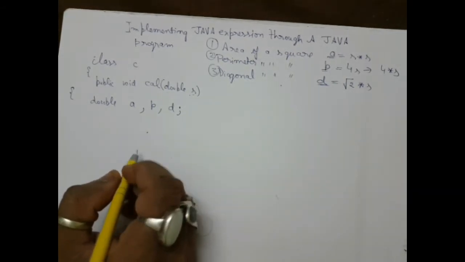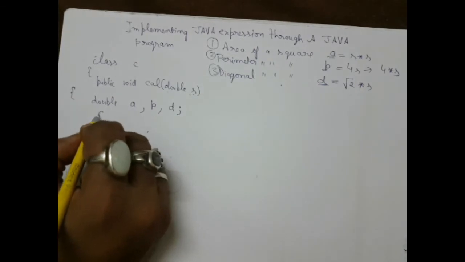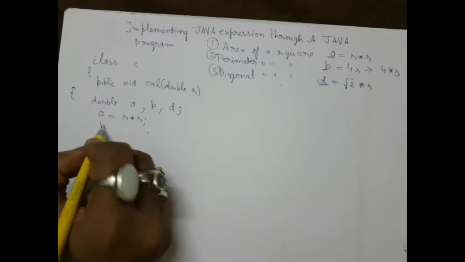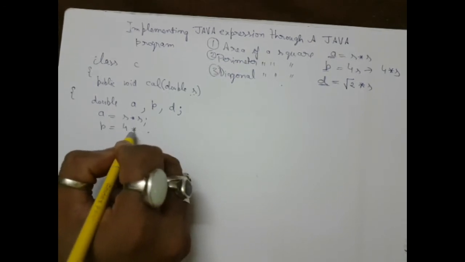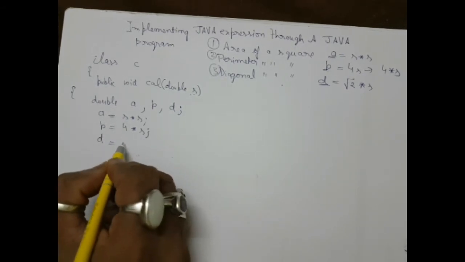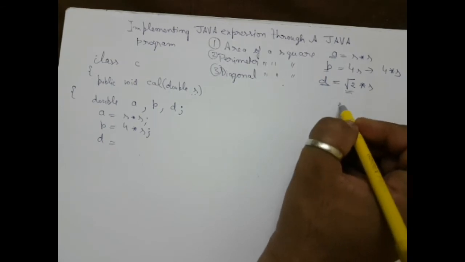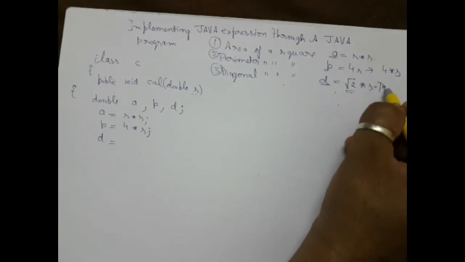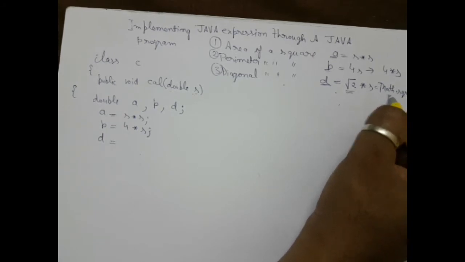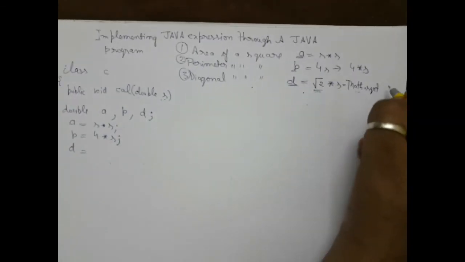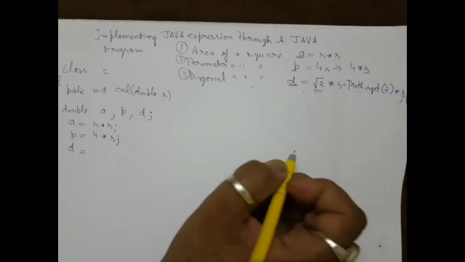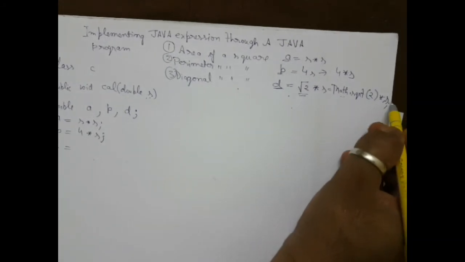All right. After that I write these expressions: a equal to s asterisk s, then I have perimeter p equal to 4 asterisk s, don't forget the semicolon, and then I take d equal to, now the question arises, for this what do we need to do? So for this, Math.sqrt, that is the function of the Math class. sqrt is a function of the Math class, right? And here I pass 2, then asterisk s and semicolon.